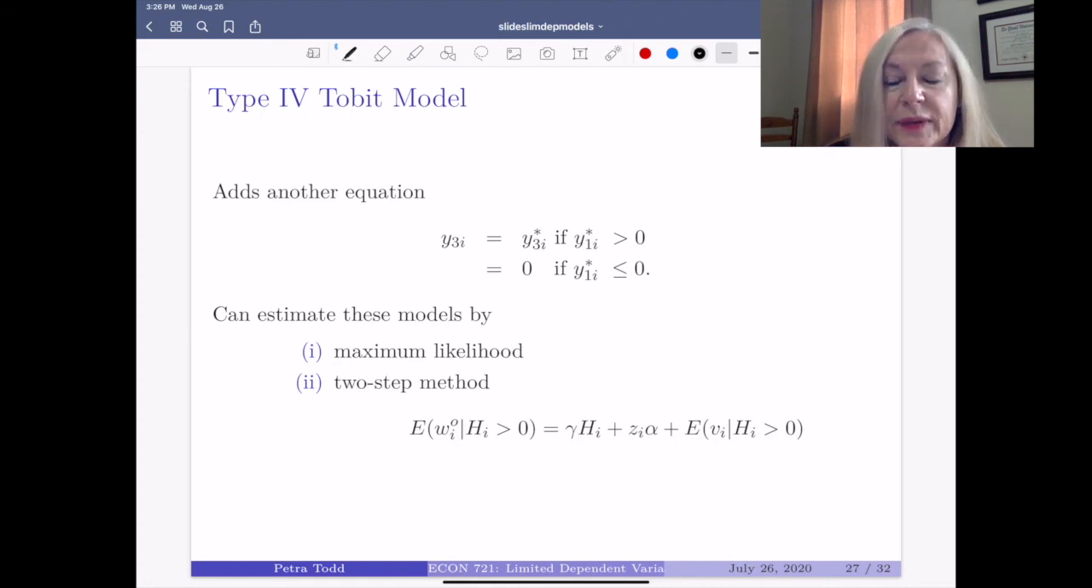The type 4 Tobit model just adds another equation that you observe based on Y1. You can estimate these models again by maximum likelihood or by a two-step method. As the models become more complicated, it might make sense to use a two-step estimator because it's simpler to implement, since you can just do that with regression analysis.